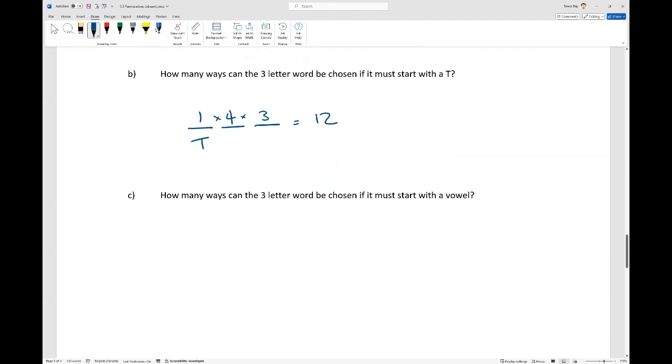How many ways can the 3-letter word be chosen if it must start with a vowel? Okay, same idea. I'm going to kind of go back to first principles on this one so that we can see how it works. Since we're dealing with the letters in the word quest, the U is a vowel and the E is a vowel. So we have U or E as our starting letter. So we have 2 choices there. Regardless of which letter we put there, there are 4 choices for the second letter and 3 choices for the third letter. 2 times 4 is 8, times 3 is 24 possible words.